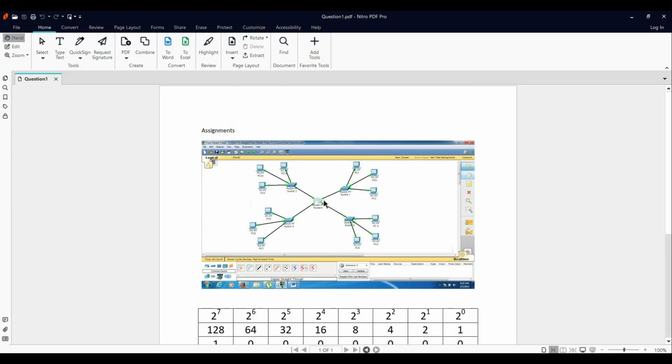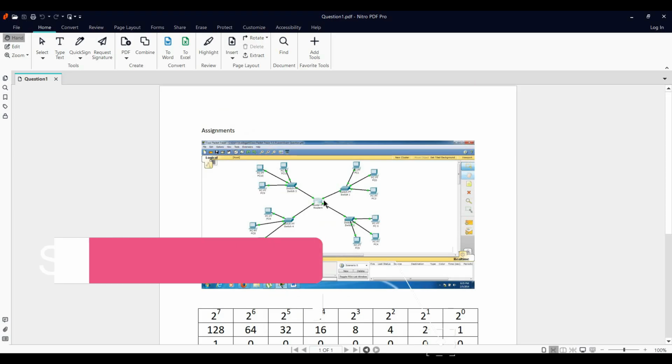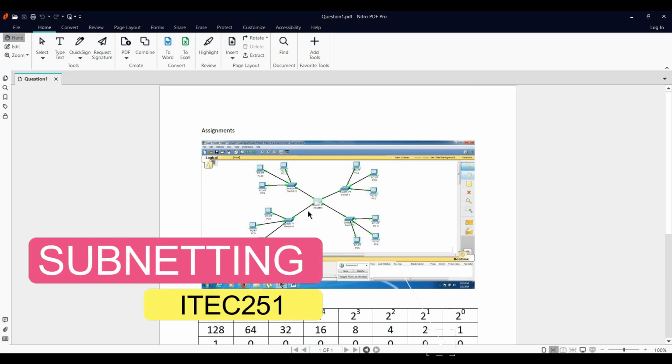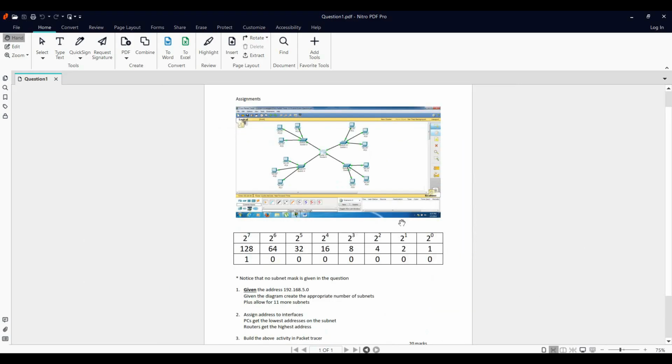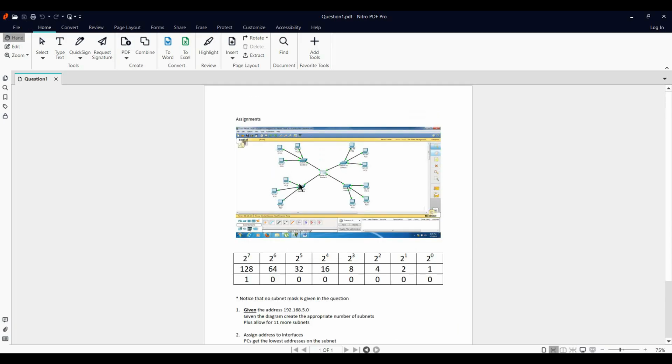It again, and this is ITEC251 Network Management. What we're going to do today is look at another subnetting challenge. Well, not a challenge, but an exercise. So we have this diagram.